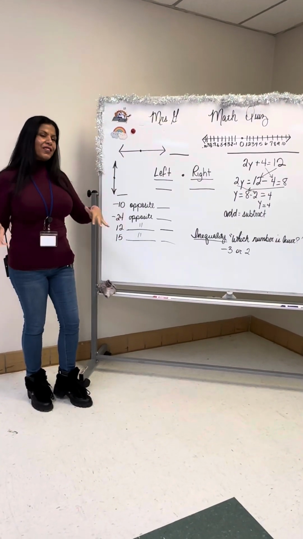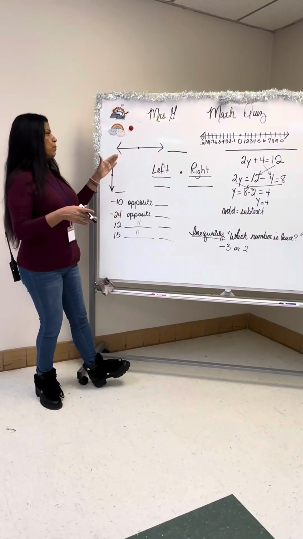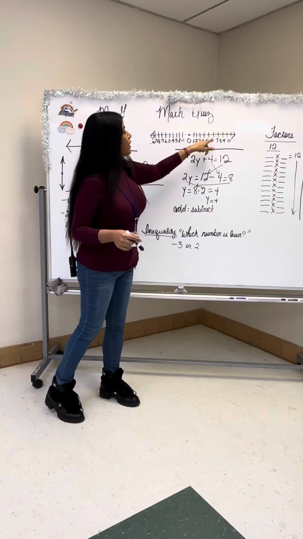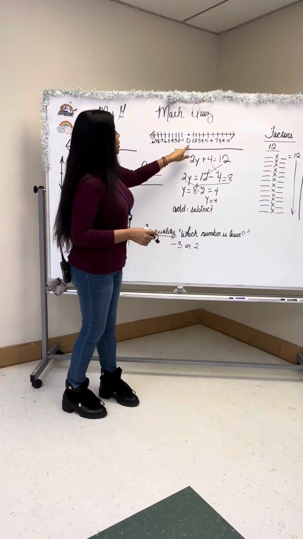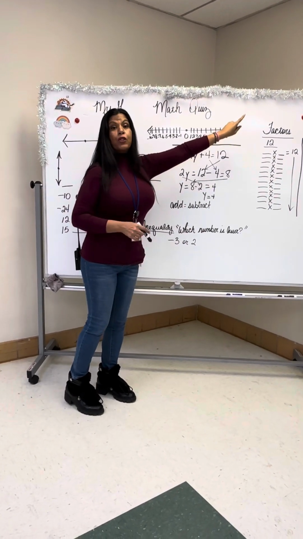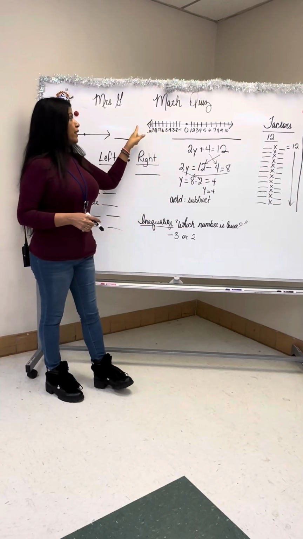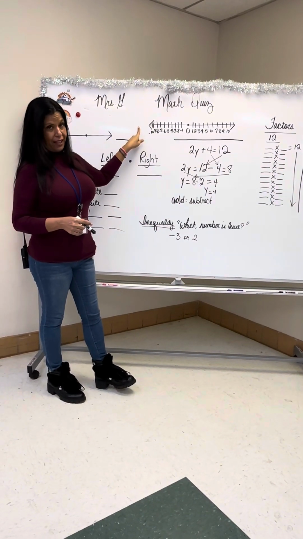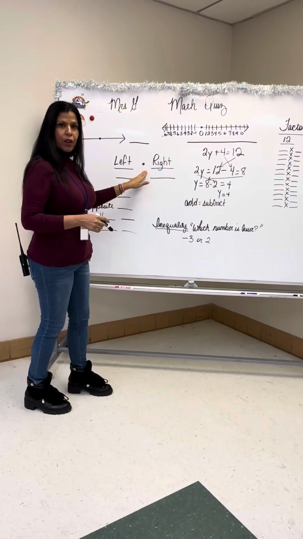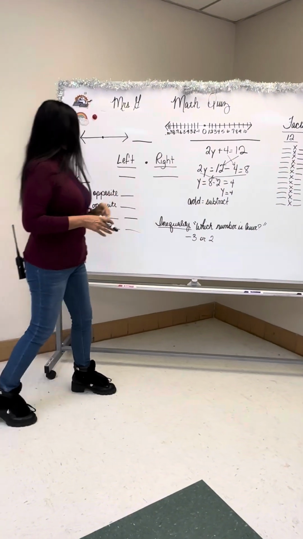And then I taught them coordinate planes. In our math quiz, we didn't have coordinate planes, but we did have integers. Integers are the little lines that you see here. In the middle, you have 0, and everything to the right is going to be positive. After 0, everything to the left is negative. So then I wrote right here, left and right. Left is negative, right is positive.